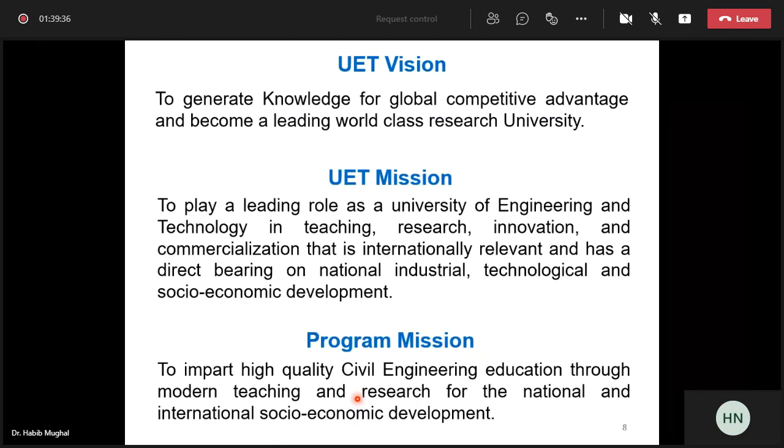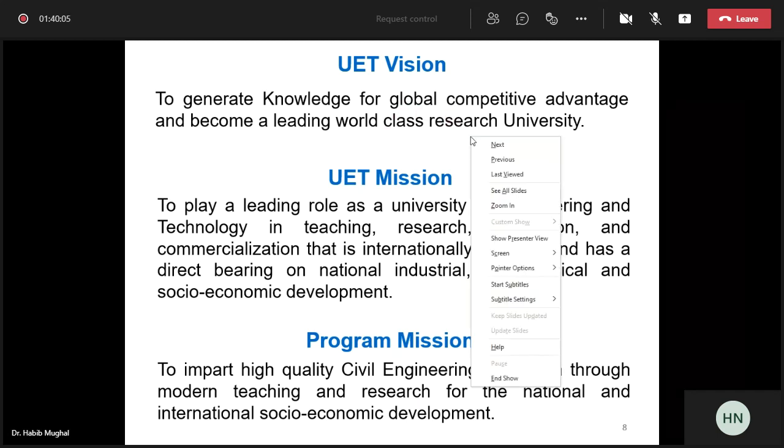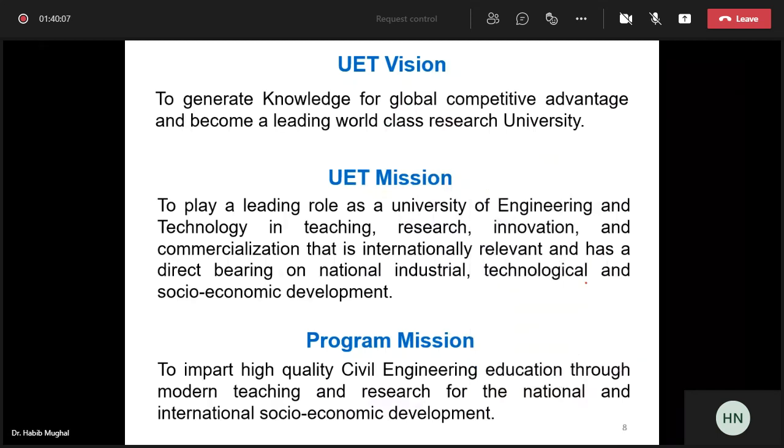Now, very briefly, we want to discuss the UET vision and mission and the mission of the program of BSc Civil Engineering. And before starting this, may I know the difference between the two? What is the difference between the vision of any institute and the mission of any institute? Anyone can help me?